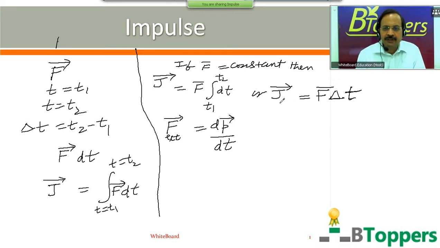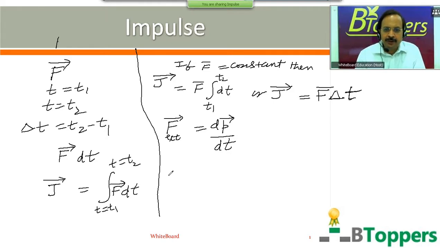So one more thing you have to remember, impulse is a vector quantity. If the force F bar is constant, then the direction of the impulse is the direction of the force. In the general case, from Newton's second law, the resultant external force on the body can be written as the time rate of change of linear momentum of the body.